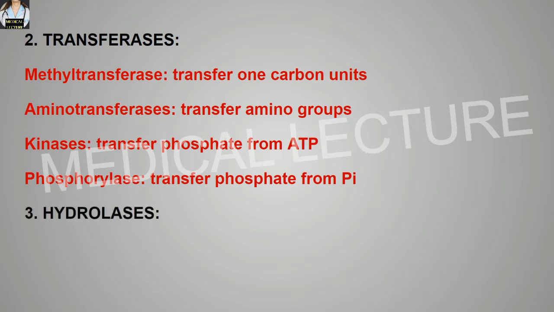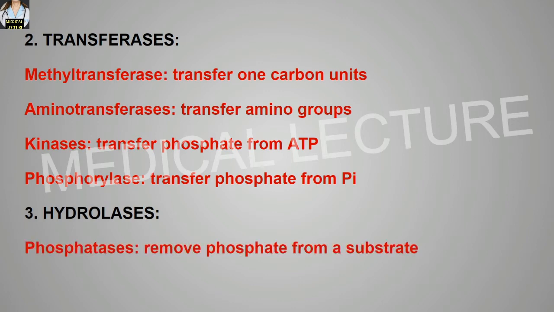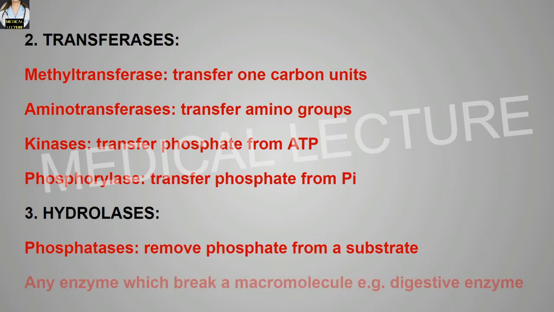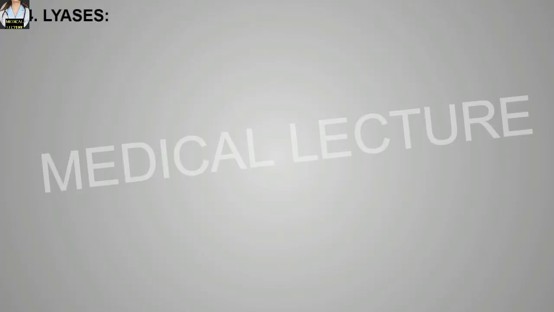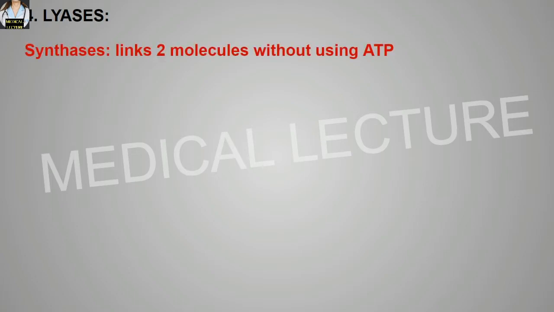Now third is the hydrolases. The third class is the hydrolases class. In this there are phosphatases, which remove the phosphate from a substrate. Any enzyme which breaks a macromolecule, for example a digestive enzyme, comes in class 3, the hydrolases. Now class 4 is the lyases. In the lyases, first of all we have the synthases. The synthase enzyme links two molecules without using ATP.